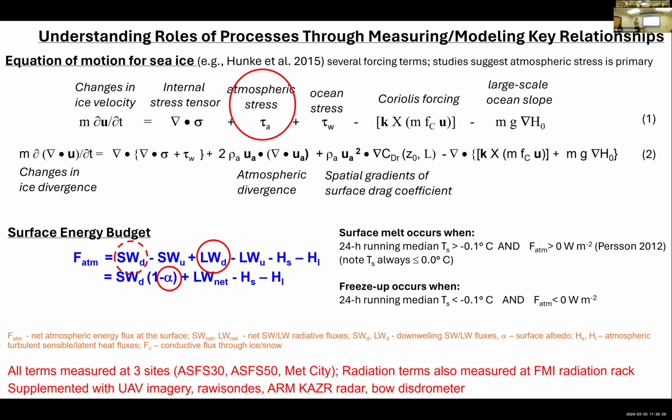One is the equation of motion for sea ice, where the changes in ice velocity are forced by a number of terms. In particular, what's really important is the atmospheric stress, but also the internal ice stress tensor, and the ocean stress also plays a significant role at times. And so we're exploring those relationships there. Interestingly, if you take the divergence of that first equation, you actually get the second equation there, showing that the changes in ice divergence, which is really important for opening and closing of leads and those kinds of things, is related to the atmospheric divergence and spatial gradients of surface drag coefficients. So that kind of shows us what kind of processes we should be looking at in the real world to address these different relationships.